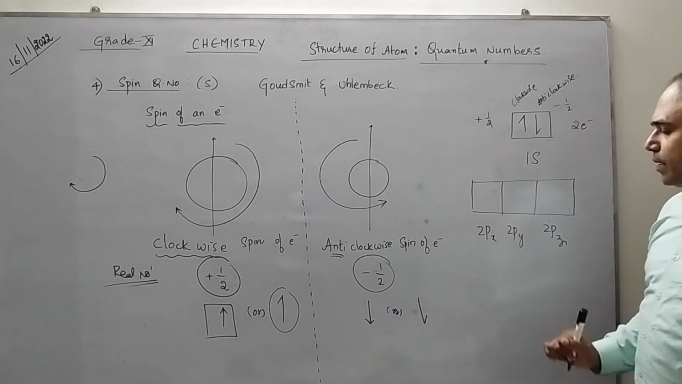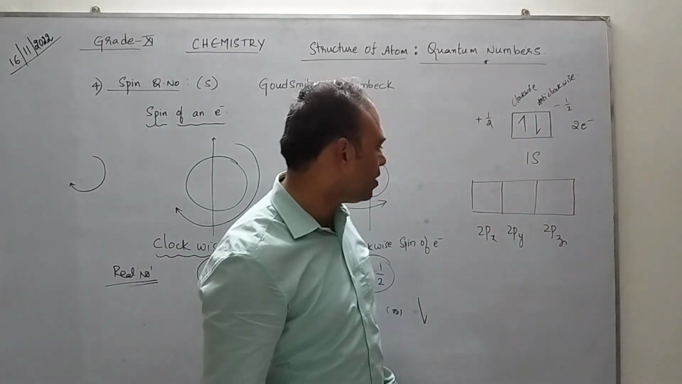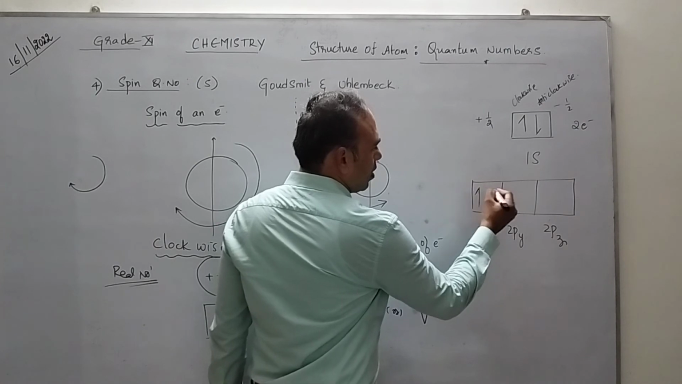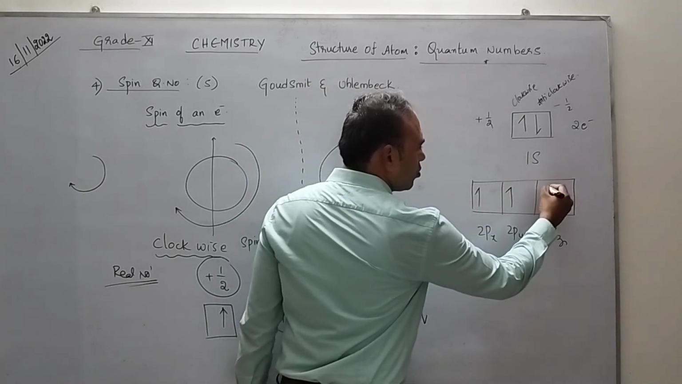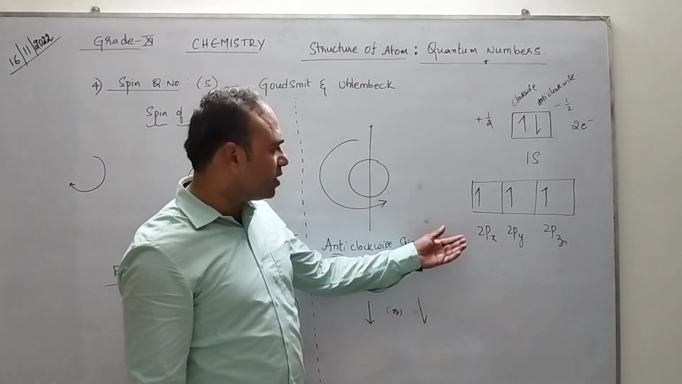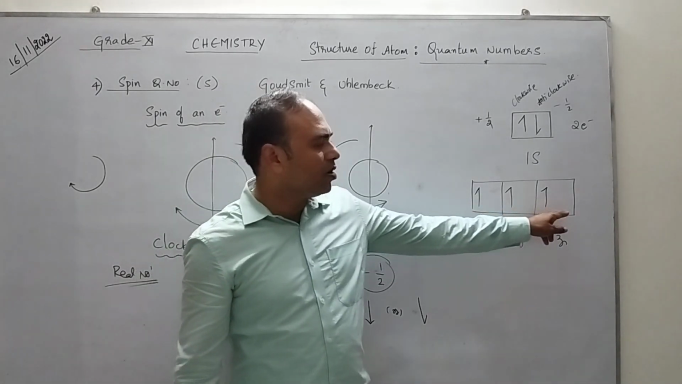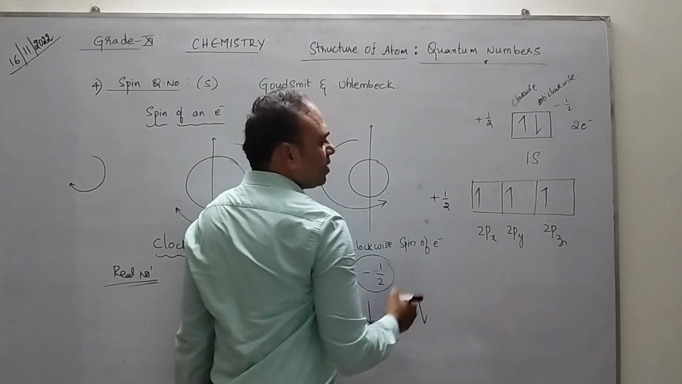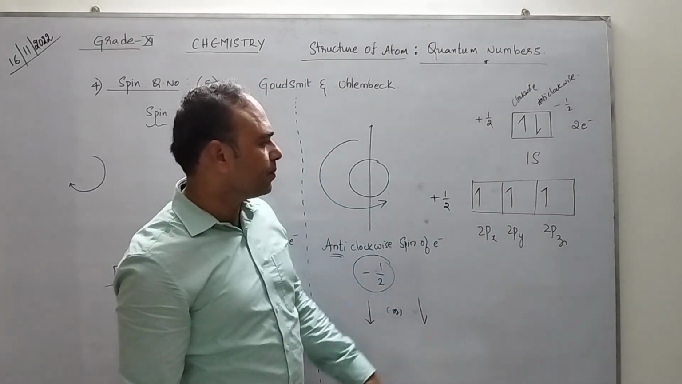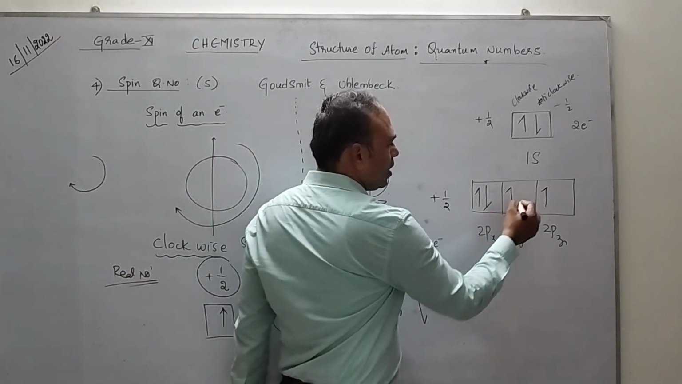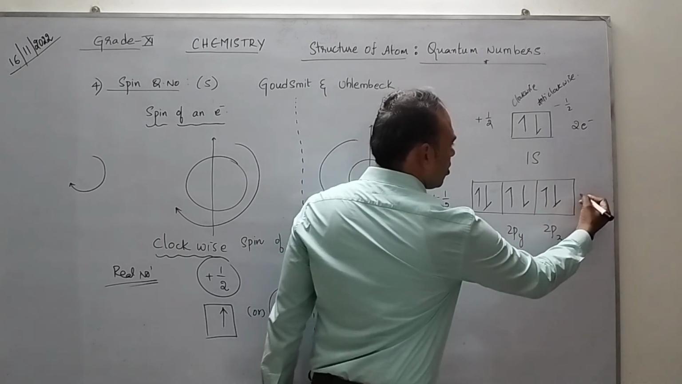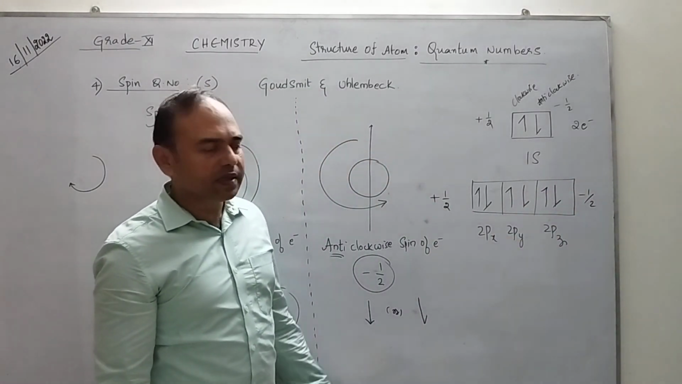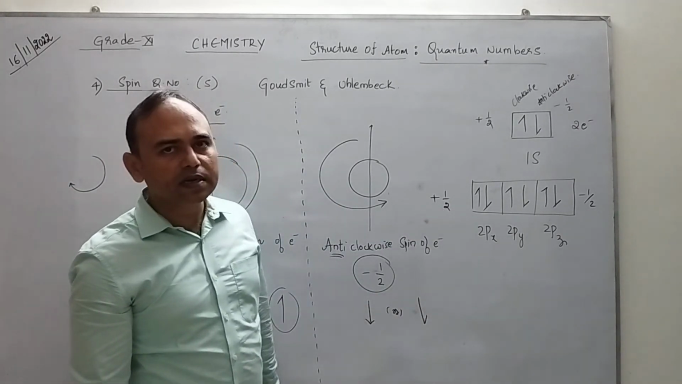Similarly, you take 2p, in that you are having 3 orbitals, 2px, 2py and 2pz. According to Hund's rule of maximum multiplicity, we already learned that first you have to half fill these. So all the three are representing plus half, that means clockwise spin. Now the next three you will write like this. They are all showing minus half, that is anti-clockwise direction they are spinning. Hope you are able to understand.